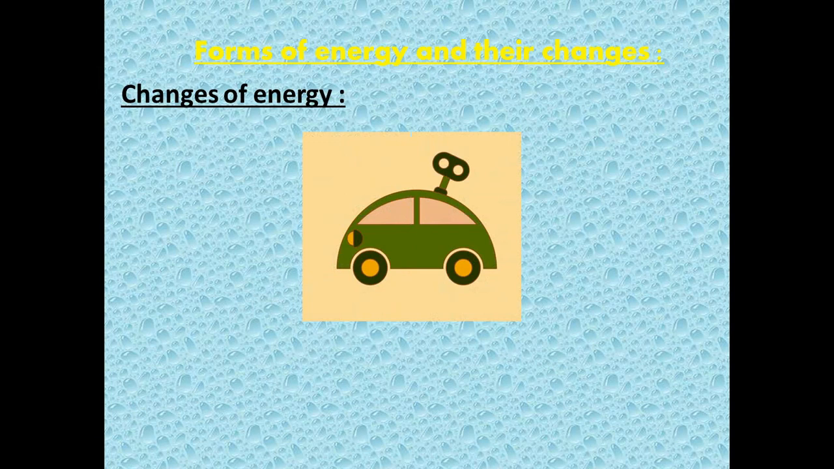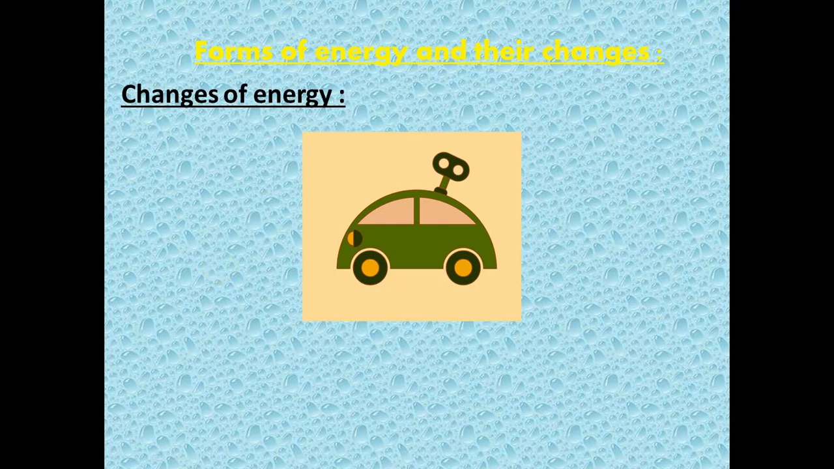This toy car, when we play with it, we start to turn and turn the spring here. The car starts to store energy inside it. And we said that this stored energy is called potential energy. And when we leave the car after that, the car starts to move quickly, because this potential energy that was stored inside it turned into kinetic energy.